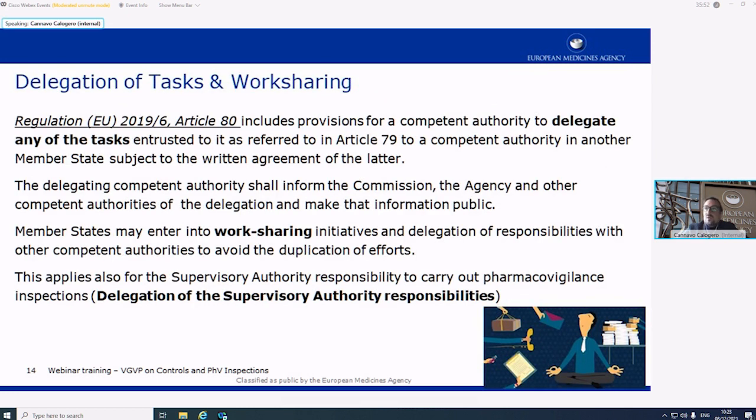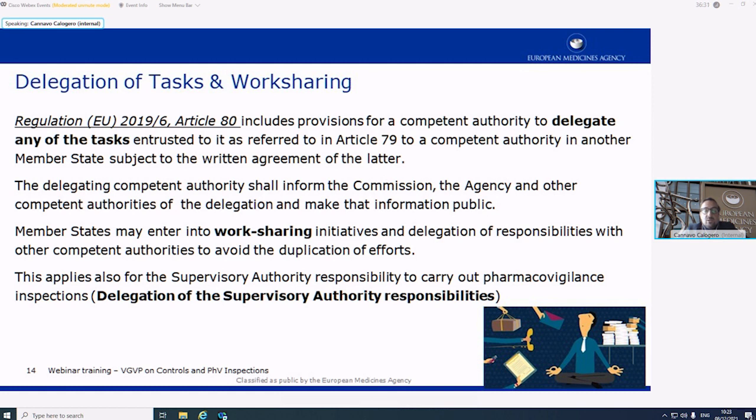Another important thing is Article 80, which states the delegation of tasks and work sharing. This article includes a provision for a competent authority to delegate any of its tasks to a competent authority in another member state. But this, of course, is subject to a written agreement.